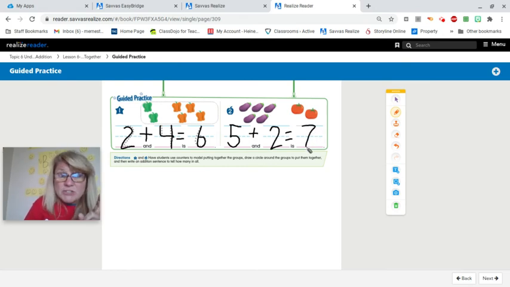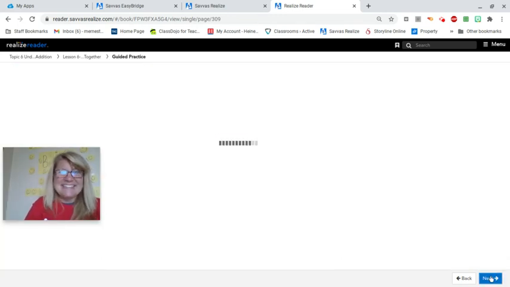Do you remember the little trick I showed you yesterday? If you didn't want to count the whole thing, you could even count on. So you could say 5, 6, 7. Good job, kindergartners. Let's go to the next page.